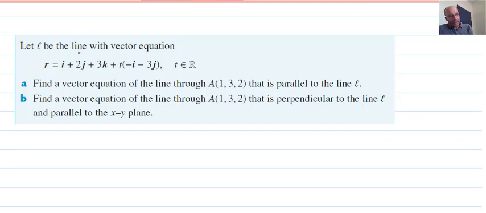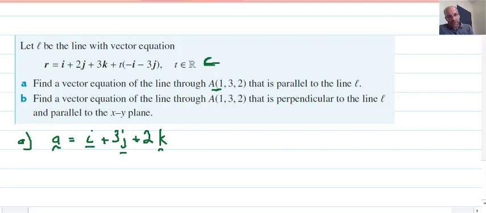So let's look at an example here. Line L has this vector equation, and we need to find a vector equation of the line that goes through point A and is parallel to the line. Okay, so it goes through that point and it is parallel to this given line with position vector R. To answer part A, I'm going to come up with the position vector A, which is i plus 3j plus 2k, as our first step.